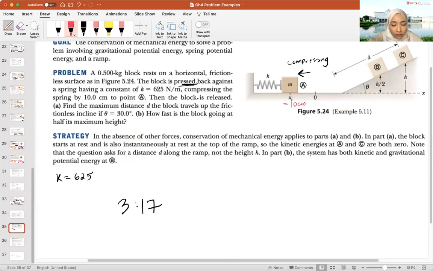Okay, then the block is released. We press, then release. When we release, the potential energy will be converted into kinetic energy, and part of it will be retained depending on where it is. Then the block is released. Find the maximum distance D the block travels up the frictionless incline if theta is 30 degrees.